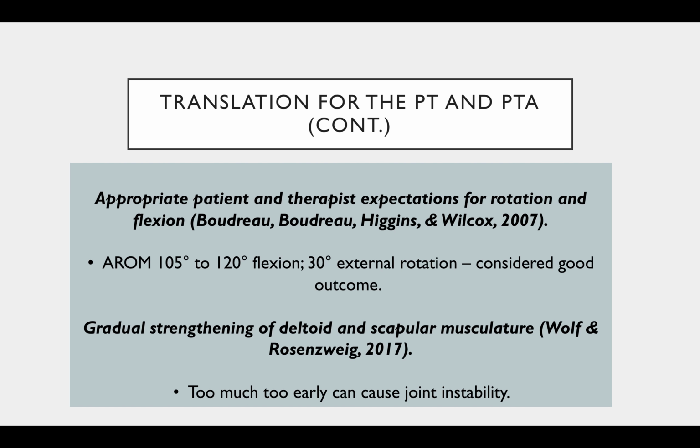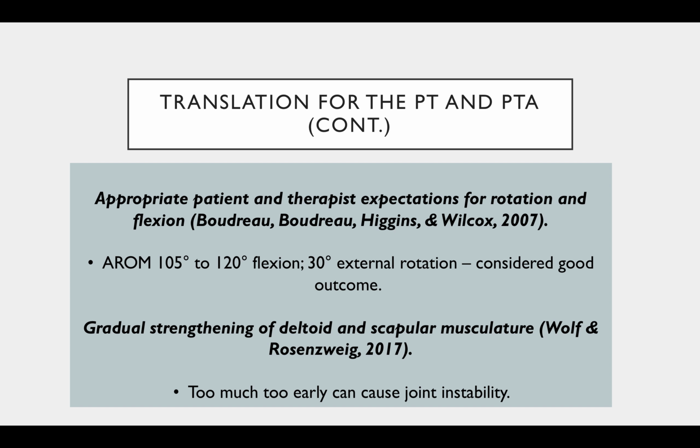Setting up appropriate expectations is an important factor for having a good outcome. We want to make sure that both the patient and the therapist have appropriate expectations for rotation and flexion that's going to be gained. Active range of motion flexion from 105 to 120 degrees is considered a good outcome, just as 30 degrees of active external rotation is considered a good outcome.